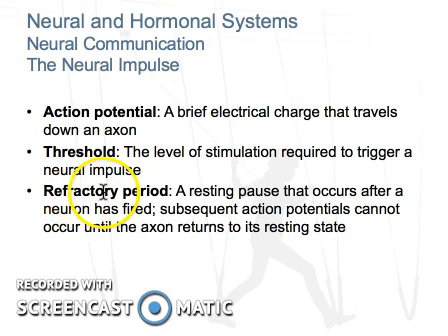And then there's the refractory period. That's just a resting period after a neuron has fired, after it's had an action potential. And so while it's in that refractory period, action potentials can't occur until the axon comes out of that refractory period and back into its resting state.